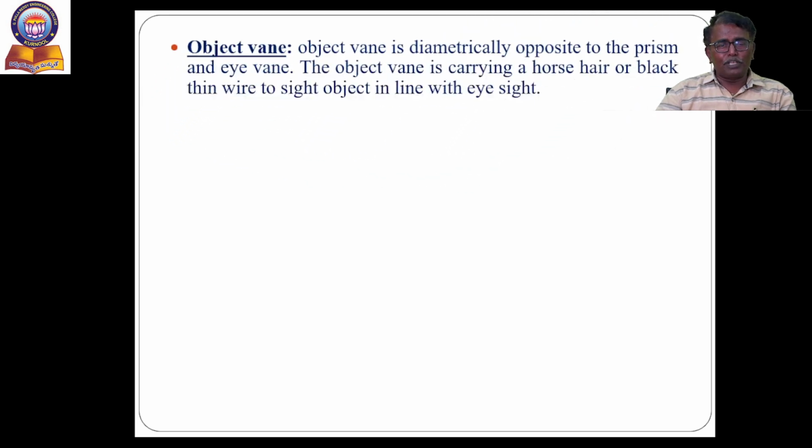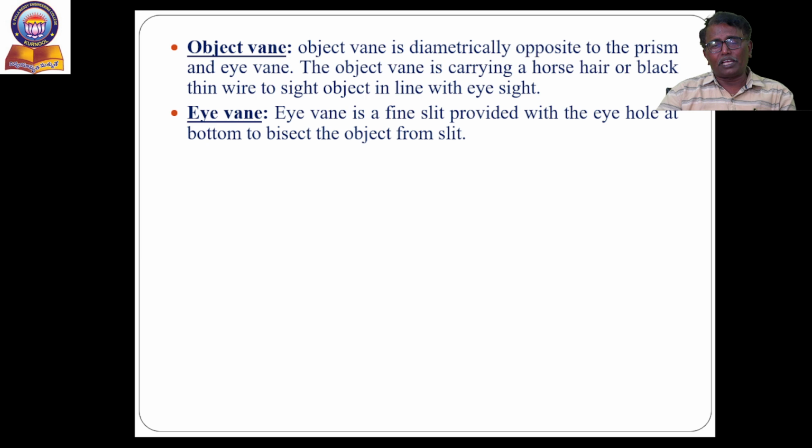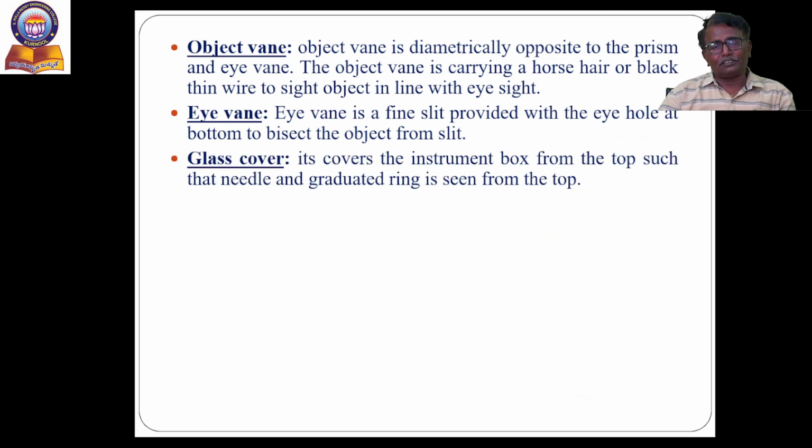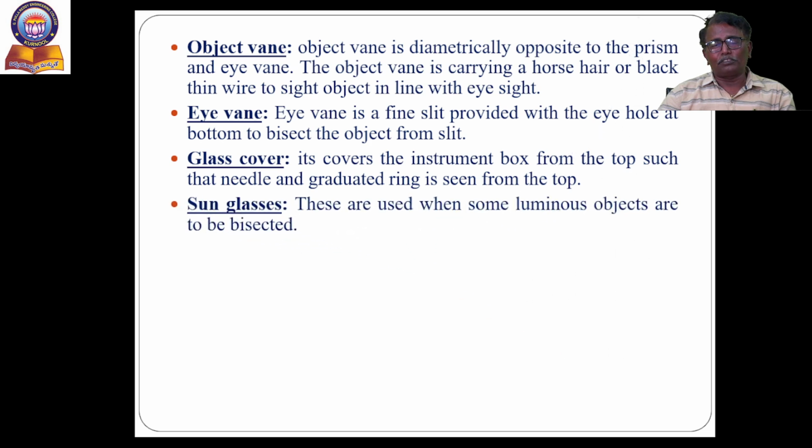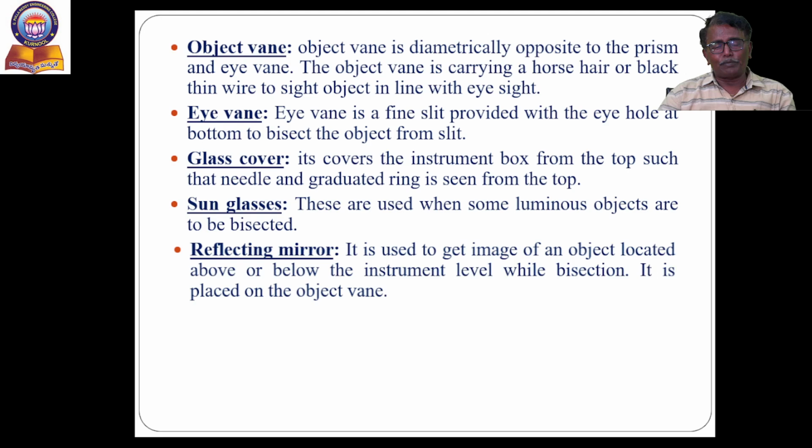Other components are the object vane. Already we have discussed, the object vane is diametrically opposite to the prism and eye vane. The object vane carries a horsehair or black thin wire to sight the objects in line with the eyesight. And the eye vane is a fine slit provided with the eye hole at the bottom to bisect the object from the slit. Glass cover: it covers the instrument box from the top such that the needle and graduated ring are seen from the top. Next is sunglasses. These are used when some luminous objects are to be bisected.